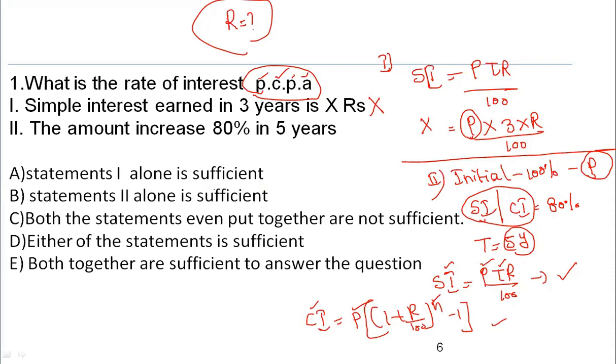So what is the answer for the question? Second statement is sufficient to answer. So the answer for the question is nothing but statement 2 alone is sufficient to answer the question. Whenever you can answer the question with respect to any of the statements alone, there is no need to combine both the statements to solve for the question.